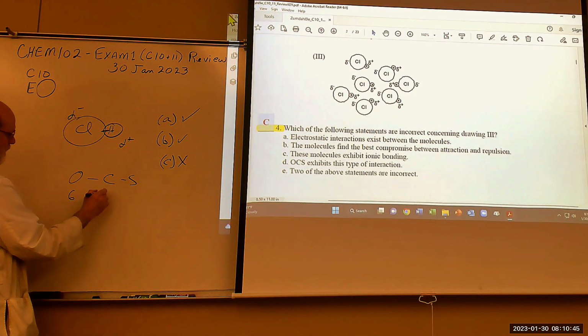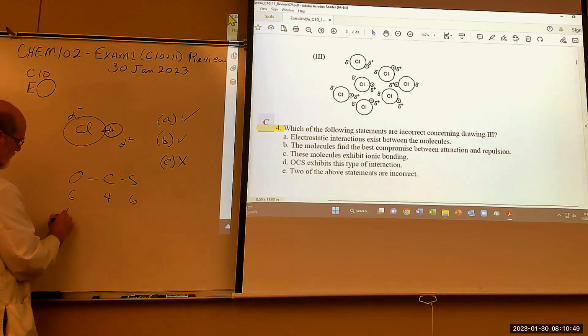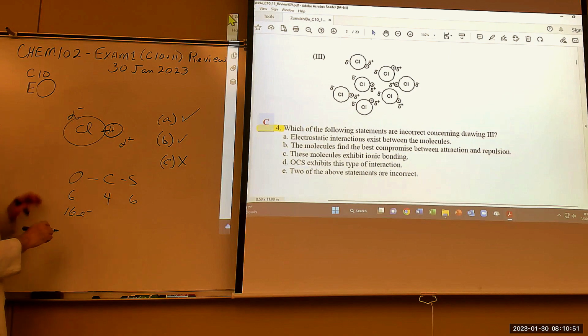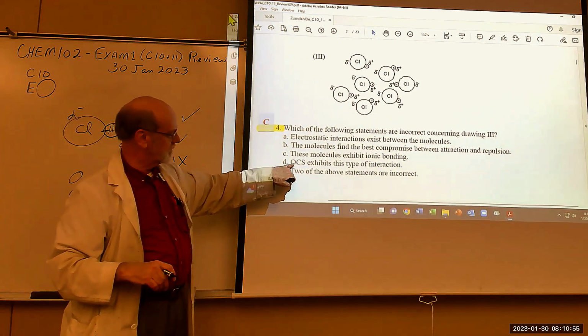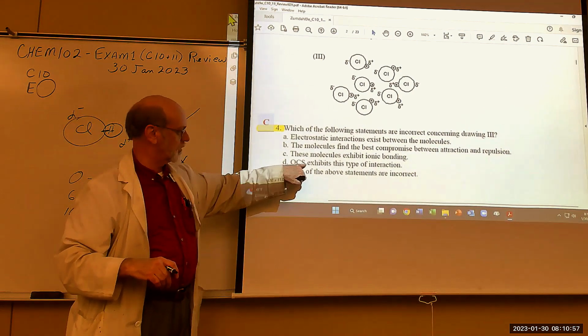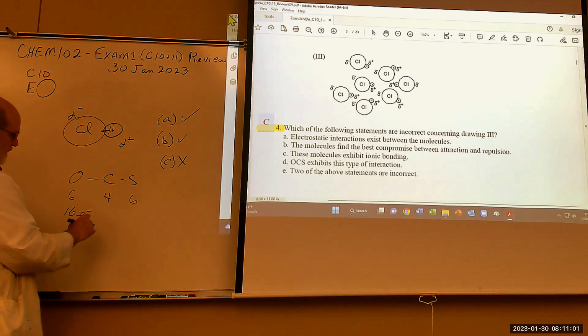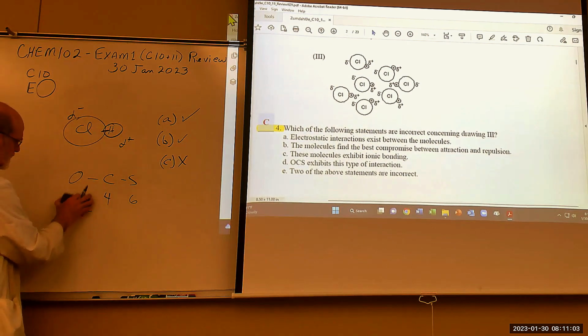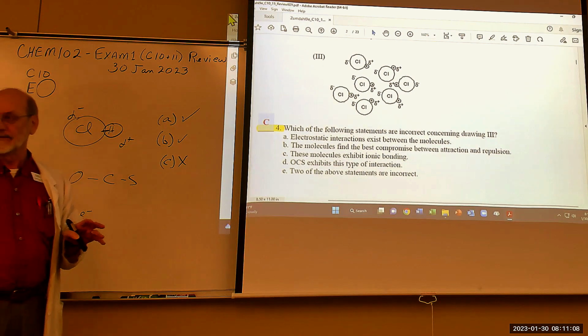Oxygen has 6. Carbon has 4. Sulfur is 6 also. So we have 16 electrons, right? And this tells us the order of the atoms. So they're going to be like this. Okay. So we know we have 16 valence electrons that have to be distributed. We're drawing the Lewis dot structure.